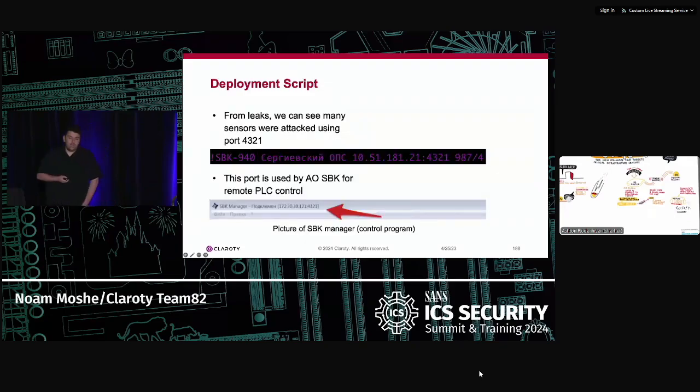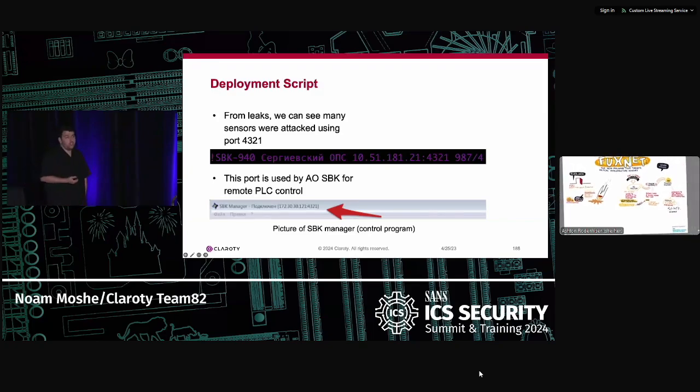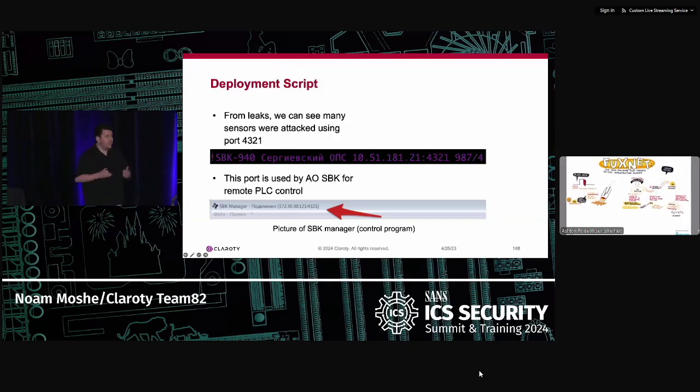but the question is how? Well, from the leaks and from the pictures, we see that the port that is used by the attackers to commence this attack is actually port 4321. And when we looked at the firmware of the device and all of the manuals and data about AOSBK, which was actually way harder than looking at the firmware because it's in Russian and it's very hard to translate ICS-related terms from Russian to English, we discovered that this port is used by AOSBK to control their devices remotely.